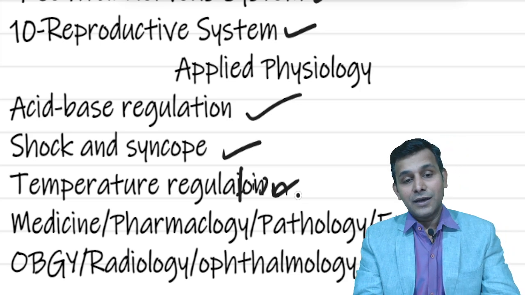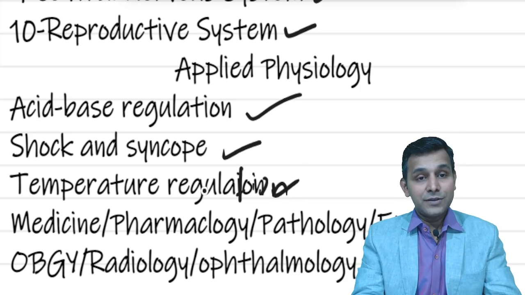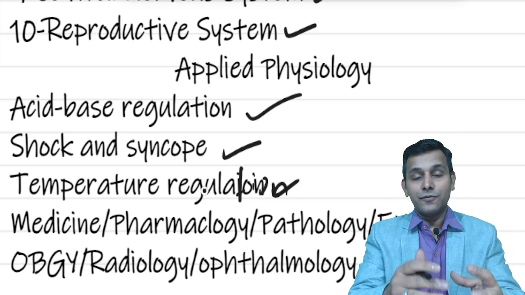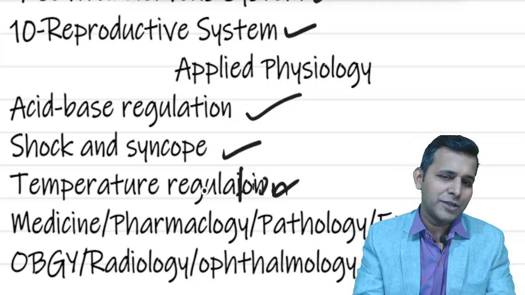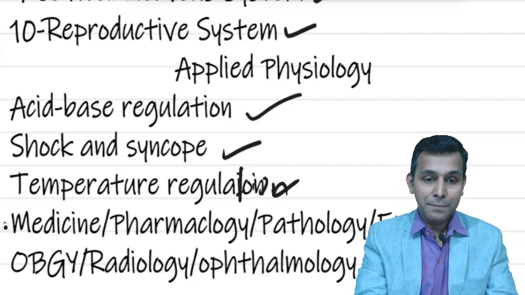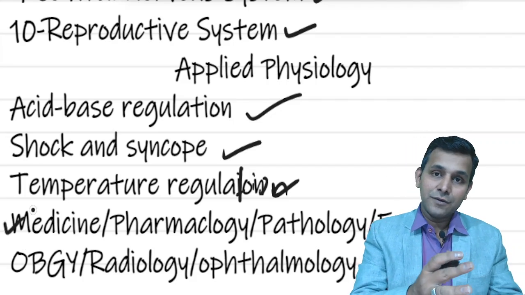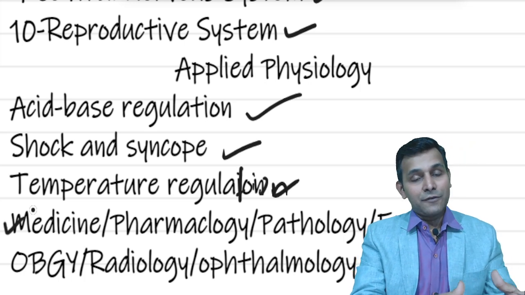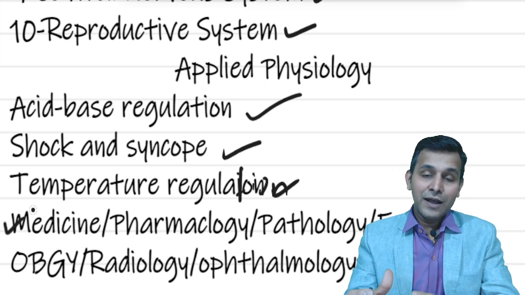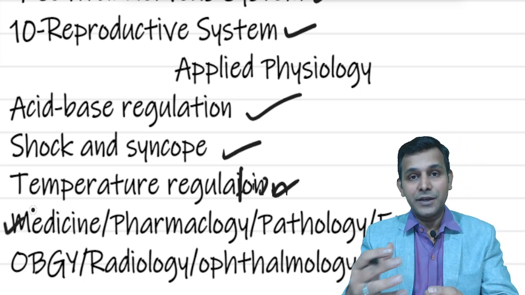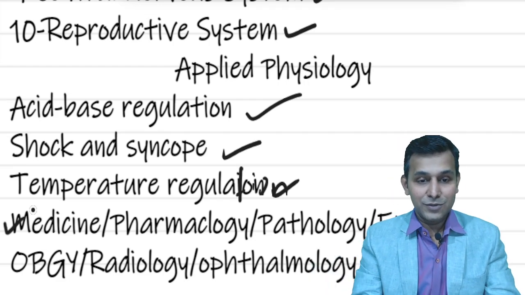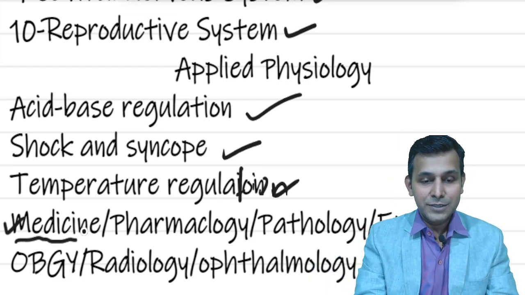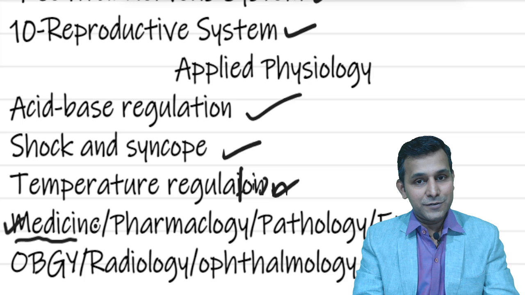And yes, after temperature regulation we have the applications of physiology. How do you apply this knowledge? This knowledge is applied in various subjects like medicine. Once you know the normal functioning, after that you can understand what the diseases are and how these diseases can be treated, which becomes a part of medicine. So medicine is one of the very important applied parts of physiology.